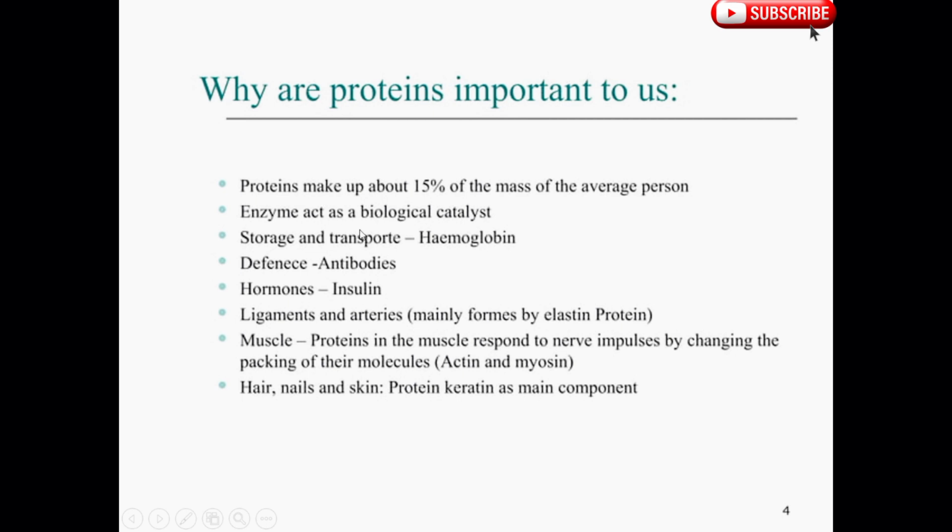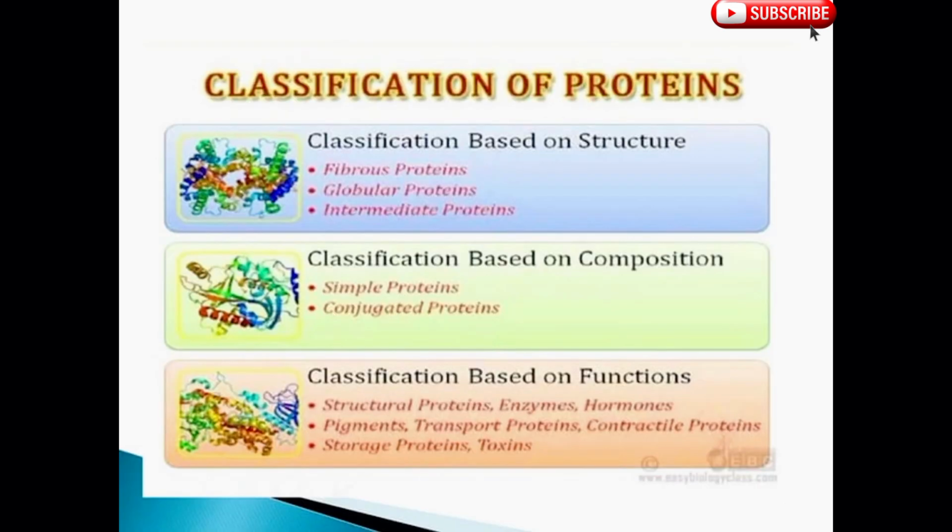Enzymes act as biological catalysts, which are proteins. Proteins perform storage as well as transport, for example, hemoglobin. They perform a defense function, for example, antibodies. Some proteins are hormones, for example, insulin. Ligaments and arteries are mainly formed by the protein elastin. Muscle proteins respond to nerve impulses by changing the packaging of their molecules, actin and myosin. In nails and skin, the protein keratin is the main component.